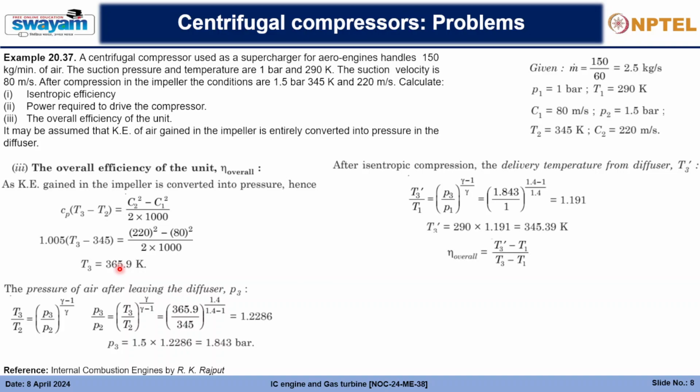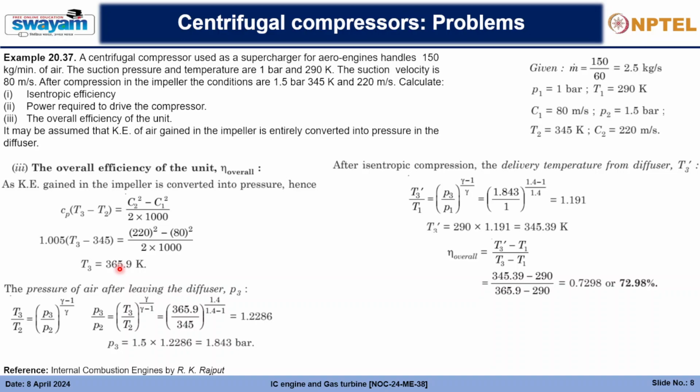That is (T3 dash minus T1) divided by (T3 minus T1), equal to 72.98%. So the overall efficiency is a little bit less, 72.98. Overall efficiency of the impeller unit was 74%. So as you go on from the impeller to the diffuser, and finally you calculate the overall efficiency, you will find it will decrease slightly, from 74 to 72%. So that was all about the first question.